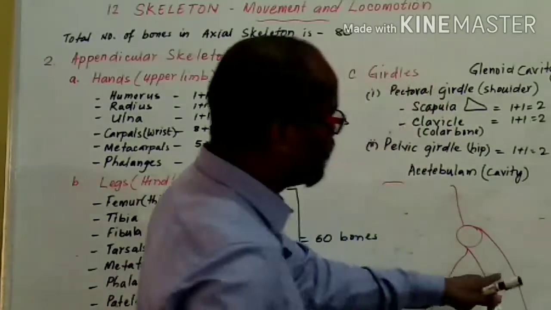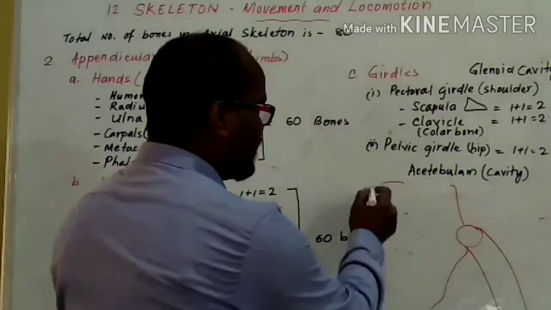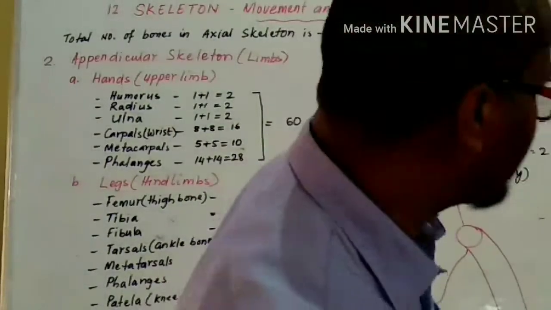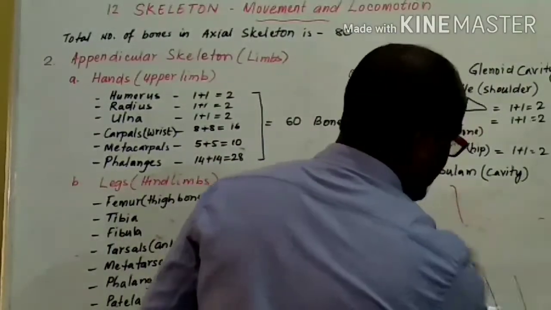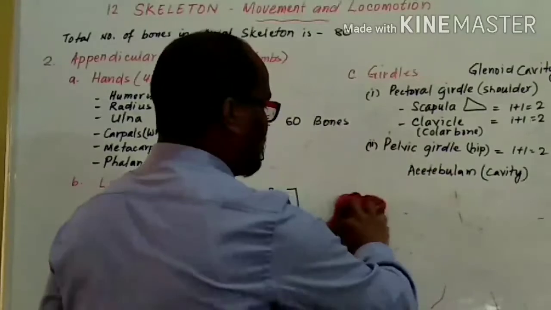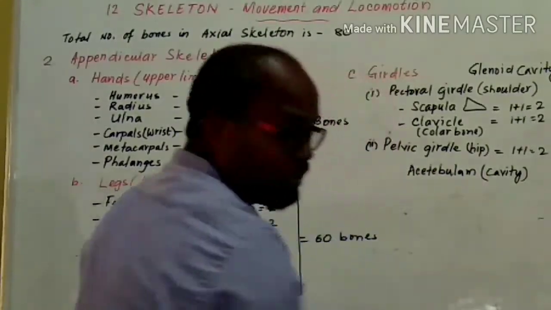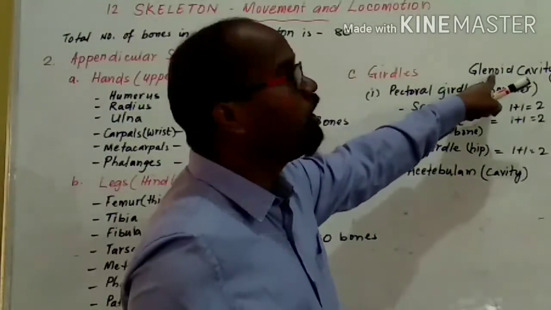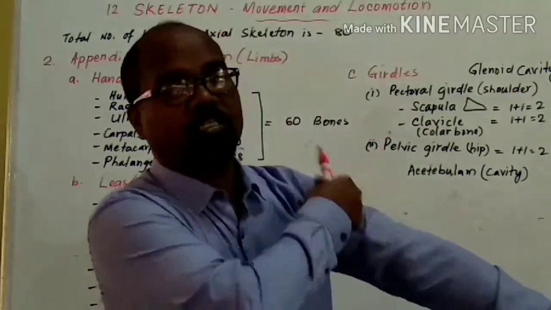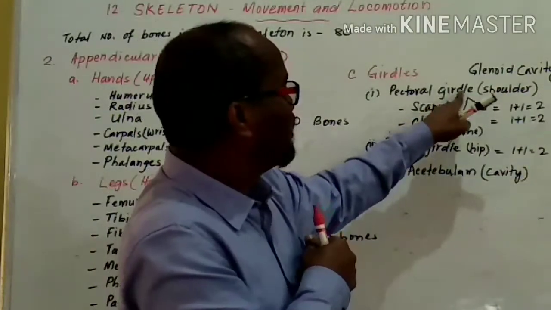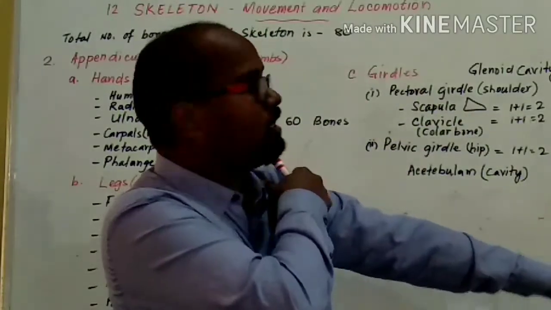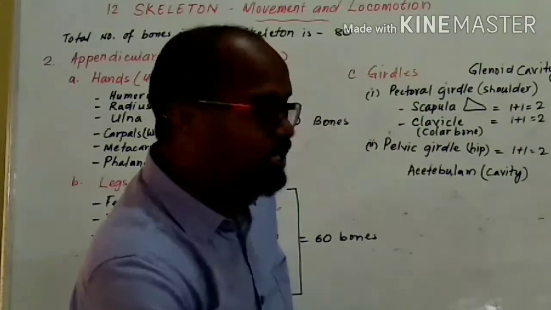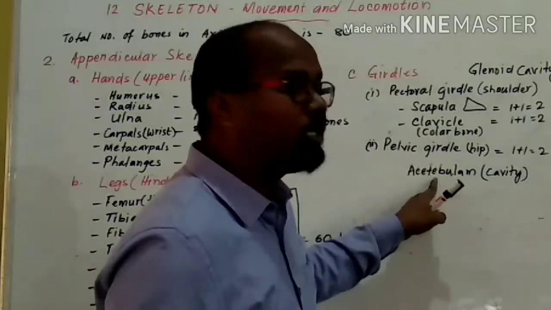Here, the femur, that bone is connected to that cavity. That is acetabulum. That cavity is called acetabulum. In the shoulder, where our humerus is connected, that is called the glenoid cavity. Alright, this humerus is connected to the shoulder bone, the pectoral girdle. That cavity is called glenoid cavity. Whereas in the pelvic girdle, where the femur, the thigh bone, is connected, it is called acetabulum.